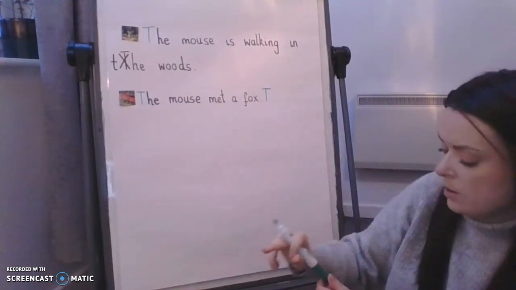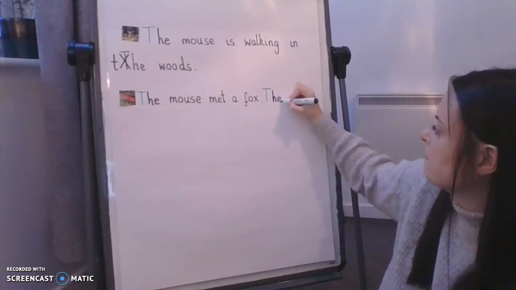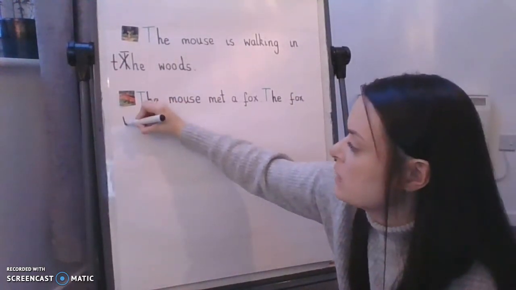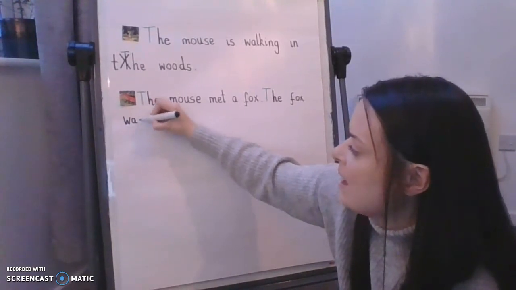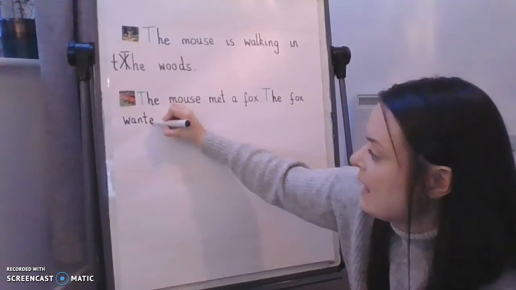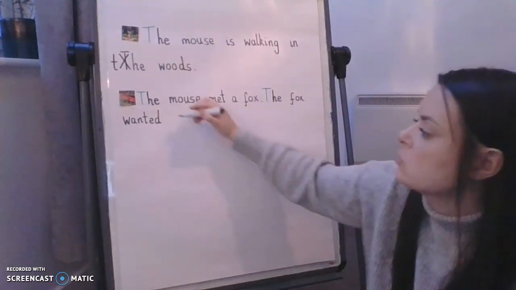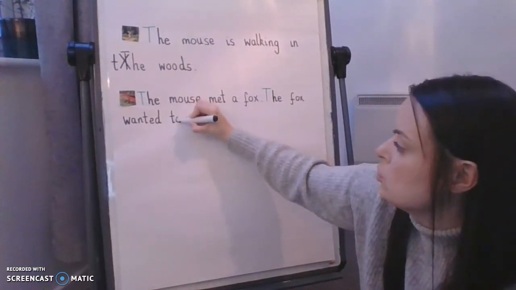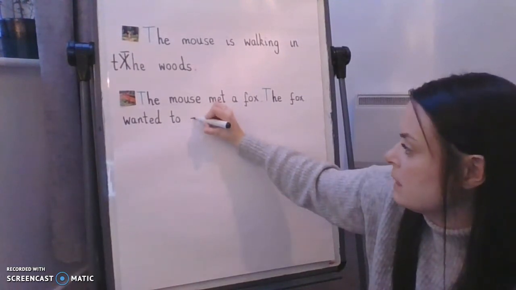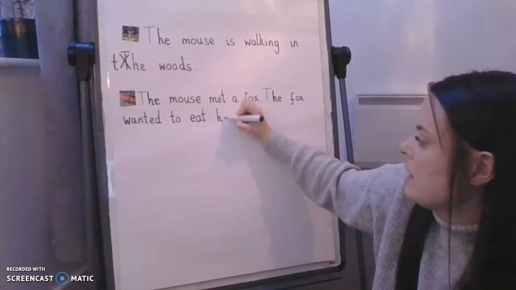So the fox want. So want is one of our tricky words. Wanted. Okay, so it's an e and a d suffix at the end. The mouse met a fox. The fox wanted to eat him. Eat. We've done that E sound, haven't we? Eat him.